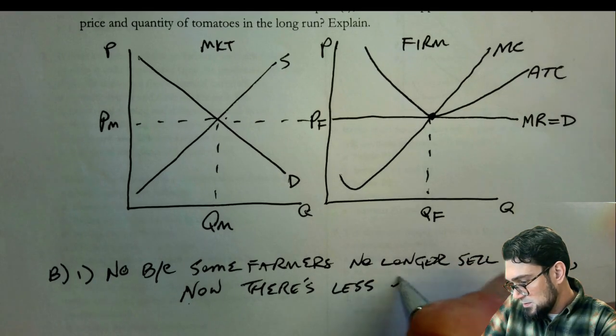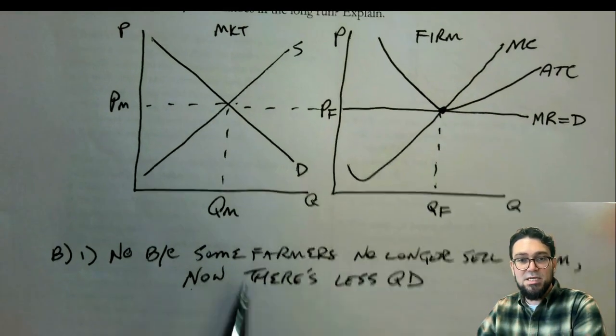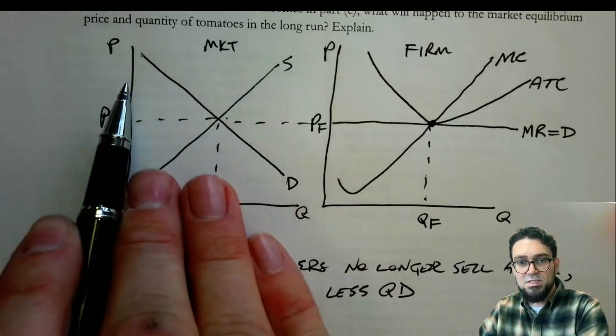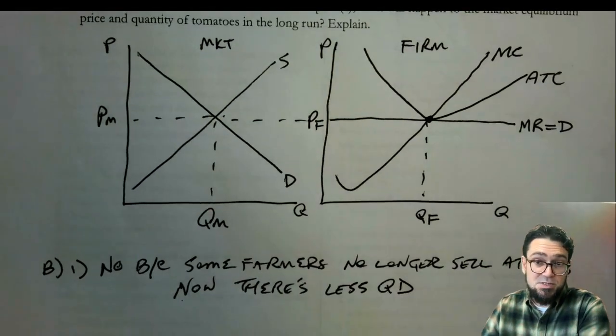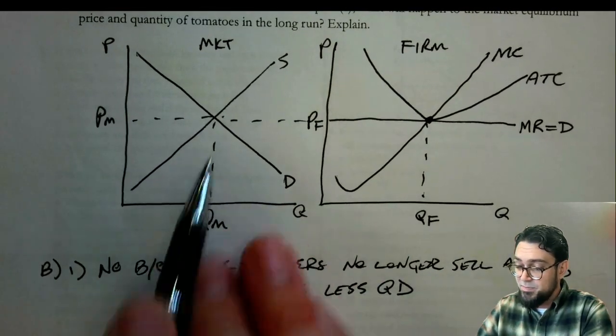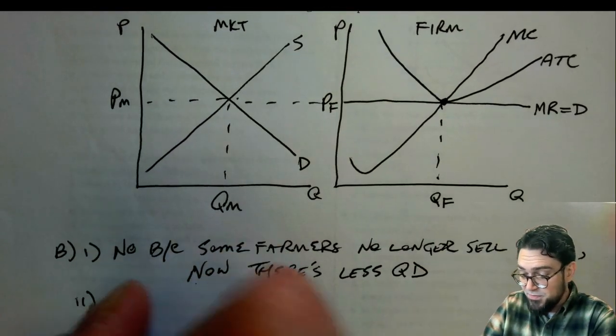We're going to say now there's less QD. And that's what I'm saying here: if I put a horizontal price floor here, it's going to cause there to be less QD than there used to be at QM. And so some farmers are not going to be able to sell that quantity that they used to be able to. So it won't benefit them.